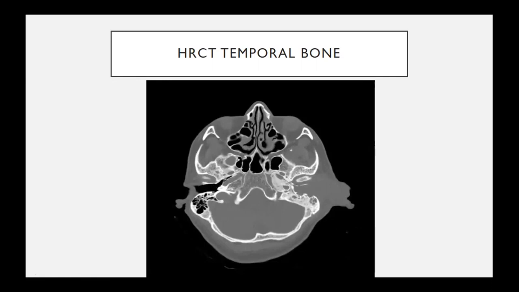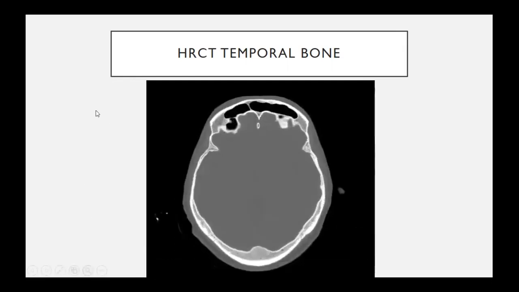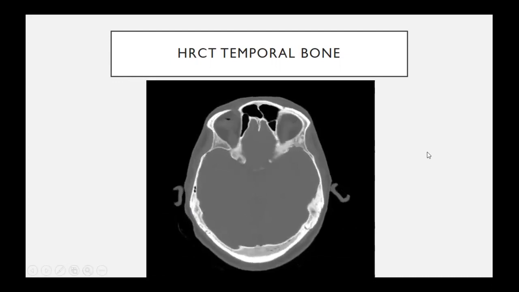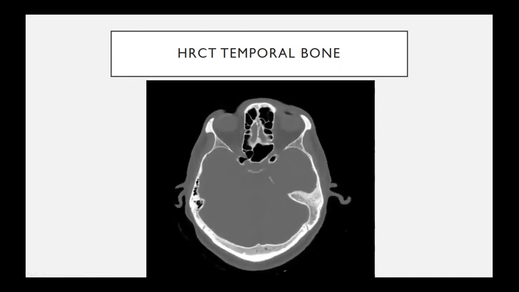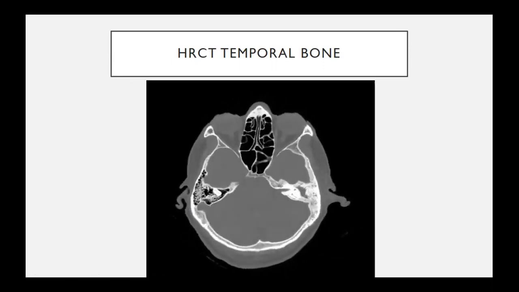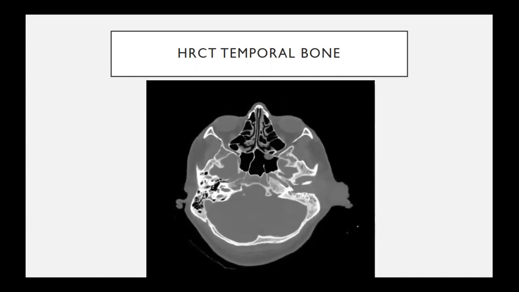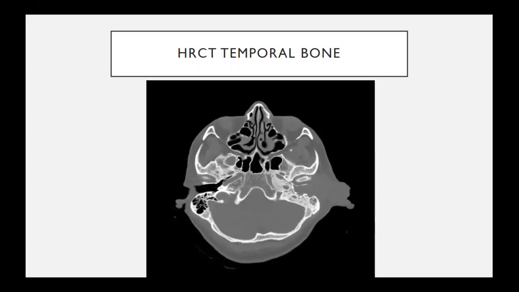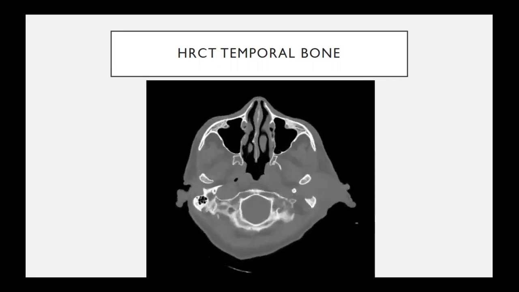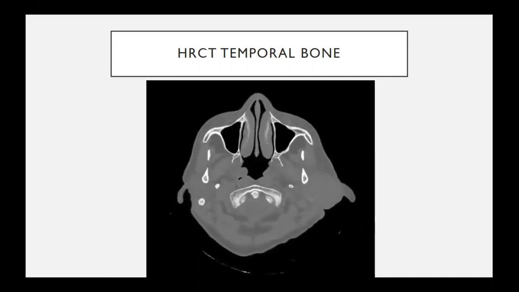Can you show the tegmen, please? I do not have the axial coronal sections of... Play this. Yeah. Okay, this appears okay. So why would you want to do MRI in this patient? Sir, in an ear malignancy, both CT and MRI are complementary, MRI in particular for soft tissue.